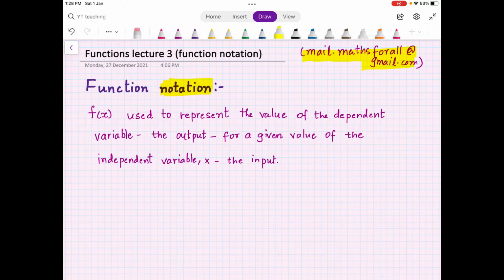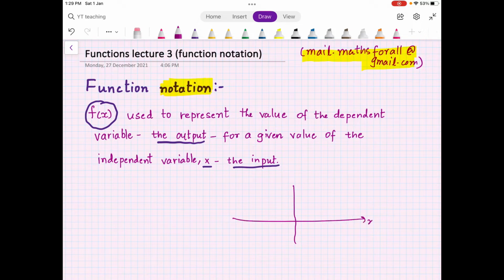So let us see what a function notation is. We use this notation: f of x is used to represent the value of the dependent variable, the output, for a given value of the independent variable x, the input. So let me explain what we are saying. See what exactly a function is. We have seen that you have some values of x, and corresponding to these values of x you have some values of y. We denote this as f of x.